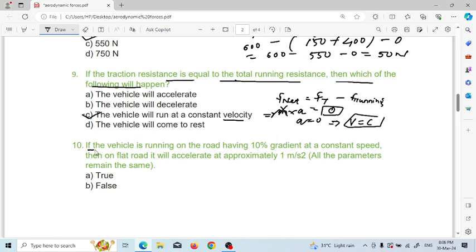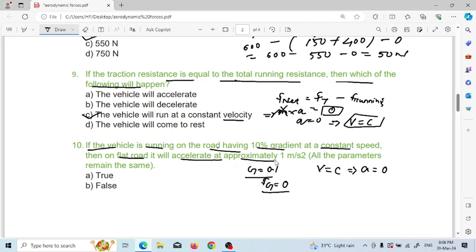Next, question number 10. If the vehicle is running on a road having 10% gradient, 10% means 0.1, at a constant speed, that means velocity is constant, implying acceleration will be 0. On a flat road, that means gradient force will be 0, it will accelerate approximately 1 meter per second square. All the parameters remain the same.